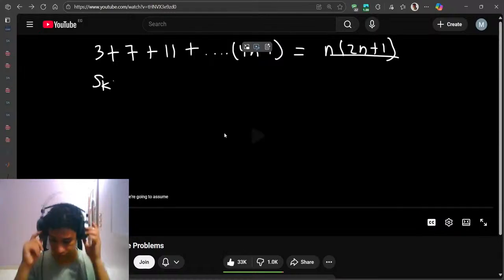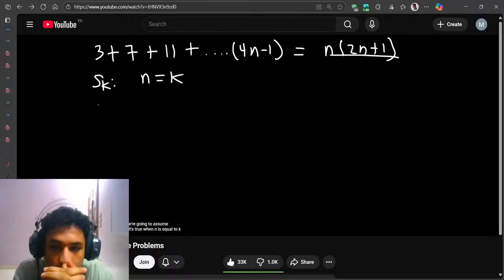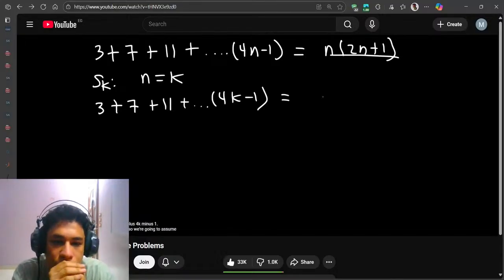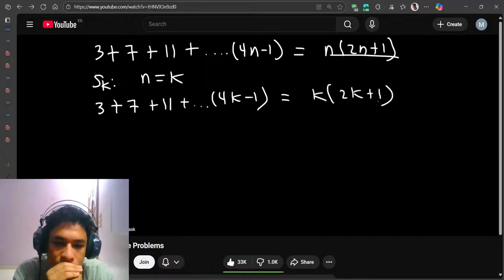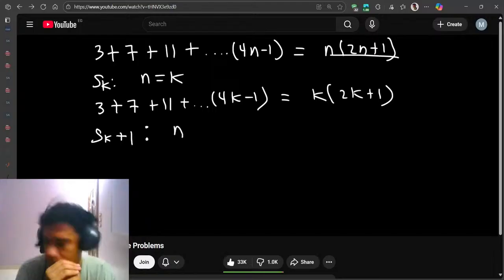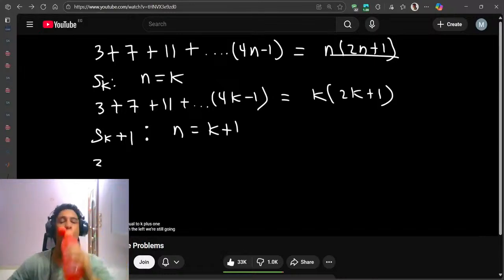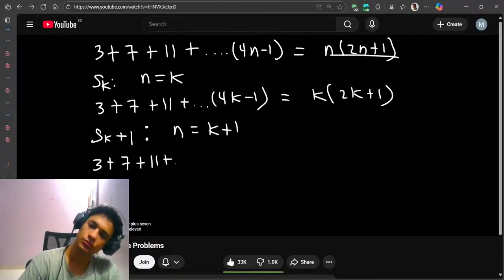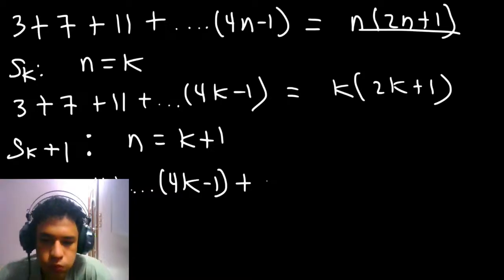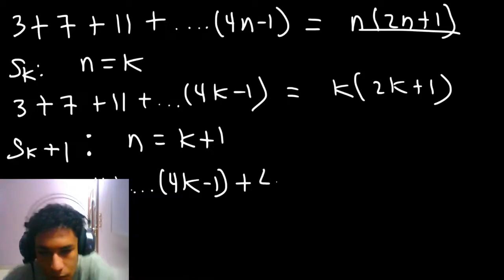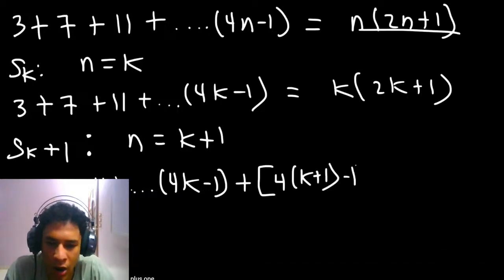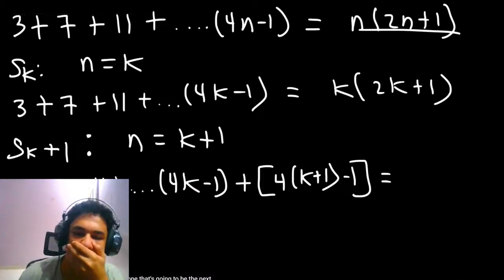Okay, let's go. Lock in. Three plus seven plus 11. Okay. Yeah, this is the next number.